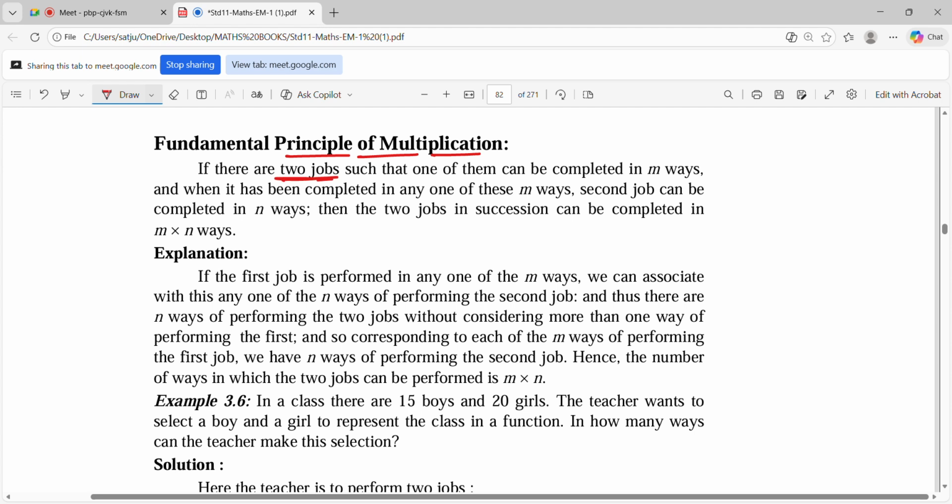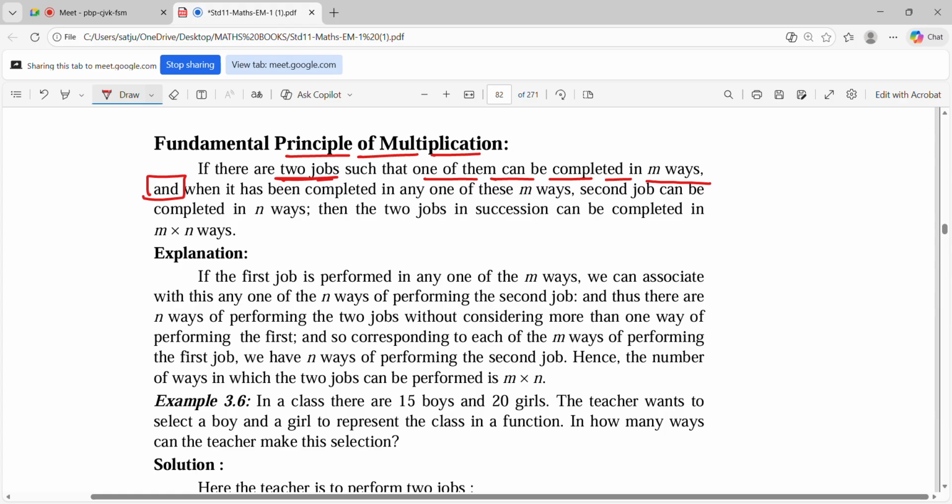It can be more than two jobs also, but understand the logic here. There are two jobs such that one of them can be completed in m ways. So this is the keyword. In a multiplication principle, this is the keyword you need to take.